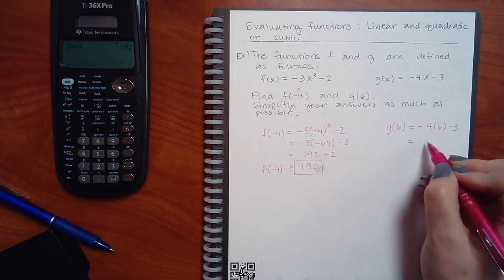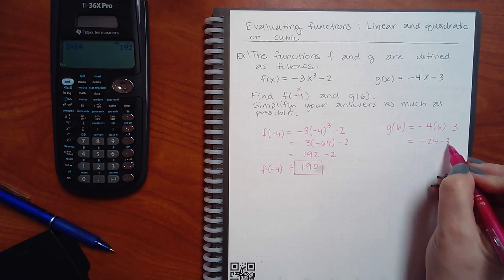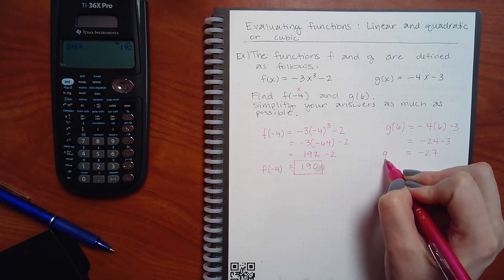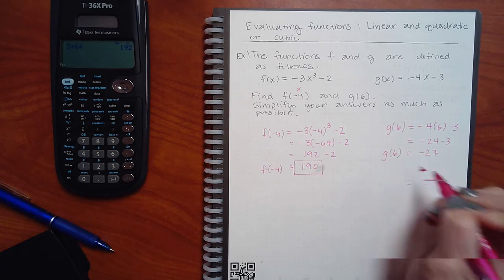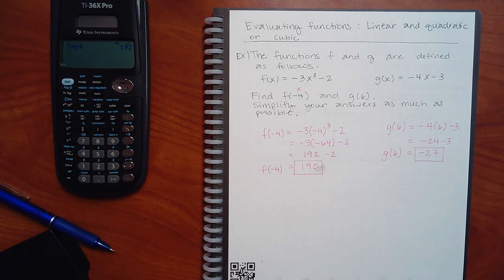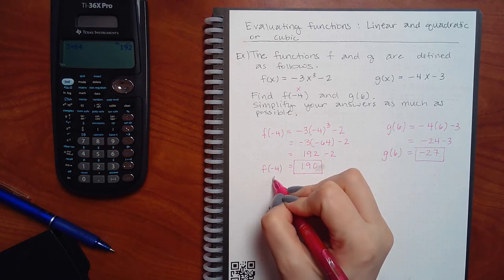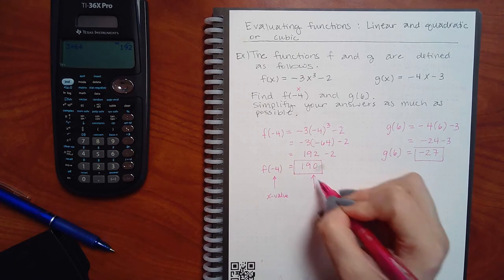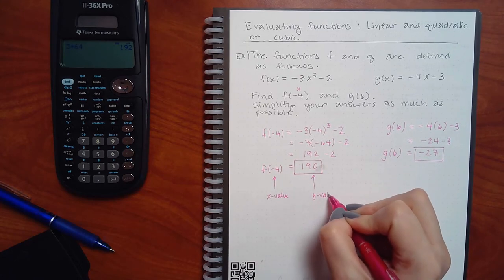And if I do my computation, I get negative 27. So if I evaluate g when x is equal to 6, I will get negative 27. So remember, what's in the parentheses is an x value. What you get after all the computation is considered your y value. Okay? So I'm just going to write that little note here. This would be considered my x value, and this would be considered my y value.